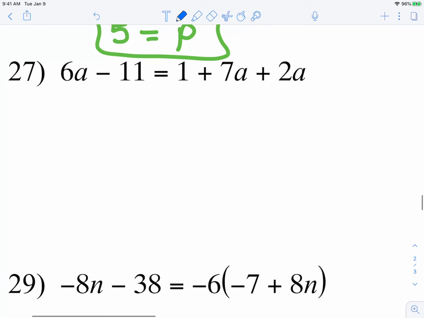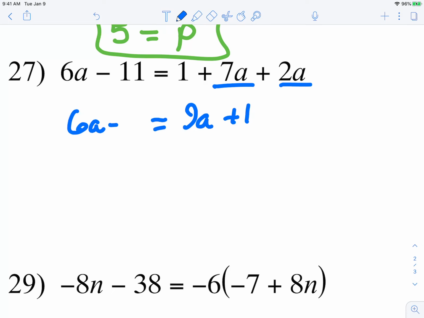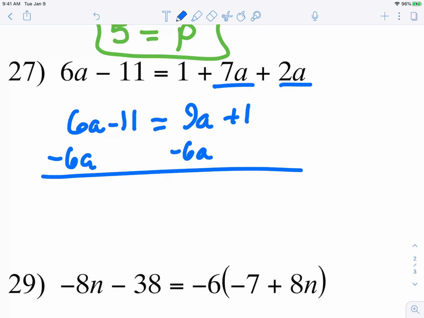A little bit more involved just because you've got to combine like terms. Right here you got multiple a's before you begin. That should come up to 9a. Then you still have the 1. And then I'm going to subtract 6a. That gives us 3a. And then I'm going to subtract the 1. That's going to get us negative 12 equals 3a.